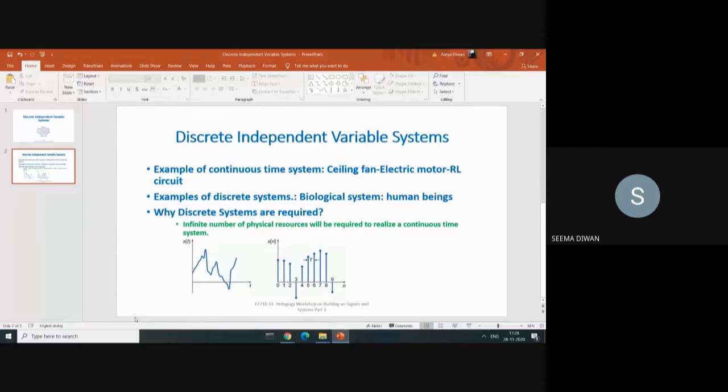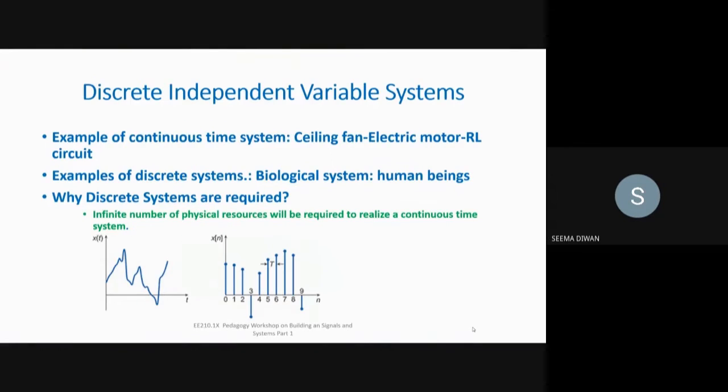Throughout these sessions, we have tried to define continuous systems. We have seen many examples of the continuous system. A simple example I am presenting here is a ceiling fan, which is basically an electric motor. When voltage is applied, the ceiling fan can be considered a continuous time system. The input to the electric motor is electric voltage, which is a continuous time signal. The signal is processed and the output is the mechanical energy provided. So basically, this system is a continuous time system.